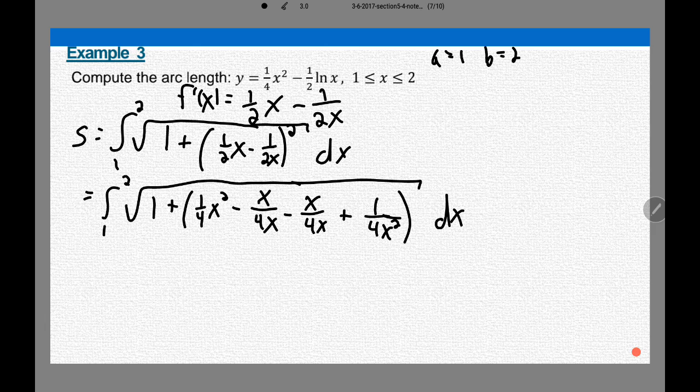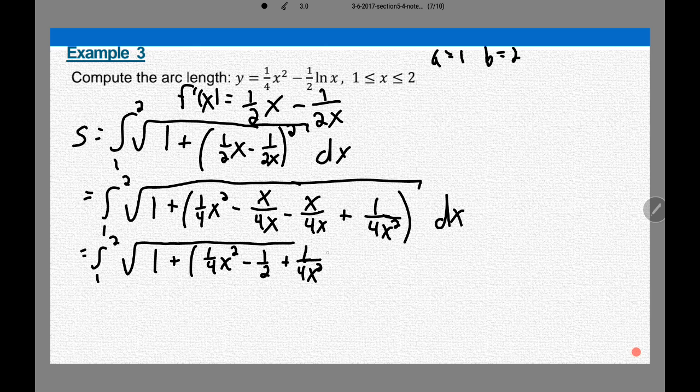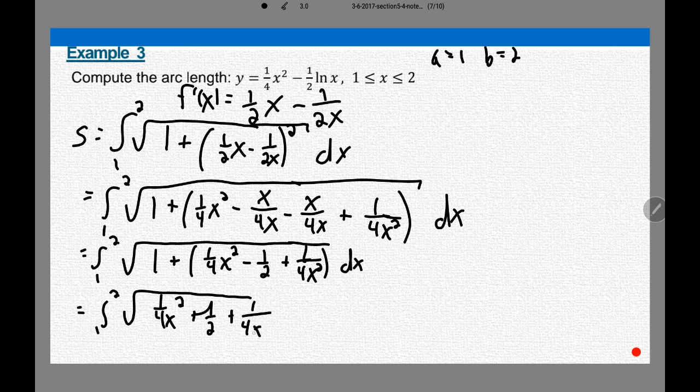Alright, and when I put this together, I want you to notice that my x's will go away. And I'm left with 1 plus 1/4 x squared. This ends up being minus 2/4, which is minus 1/2, plus 1 over 4x squared. And then when I put the 1 with it, I get this nice little thing here of 1/4 x squared plus 1/2 plus 1 over 4x squared.